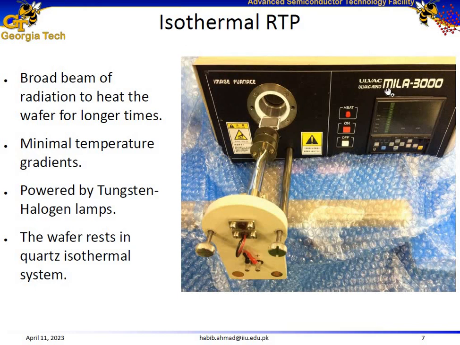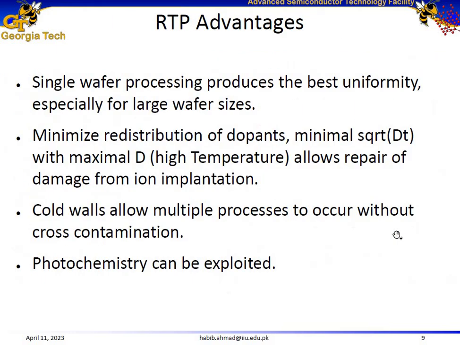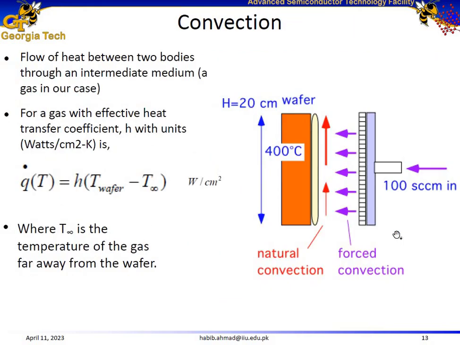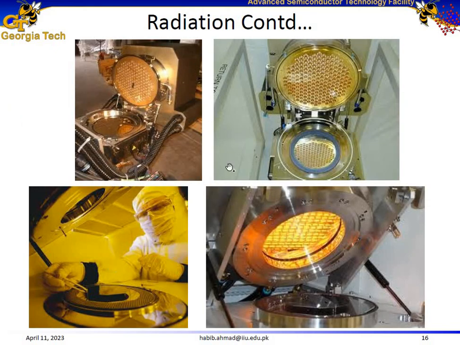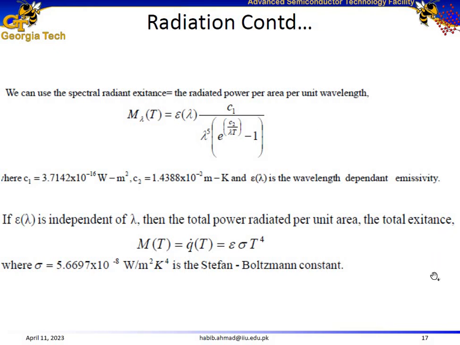I told you about this Mila 3000 rapid thermal annealer. Inside this chamber we have lamps surrounding the quartz tube, but the only limitation of this is that the maximum sample size for annealing through Mila 3000 is approximately 1 inch by 1 inch. For bigger wafers we use systems like these shown over here. Moving on to the next slide.